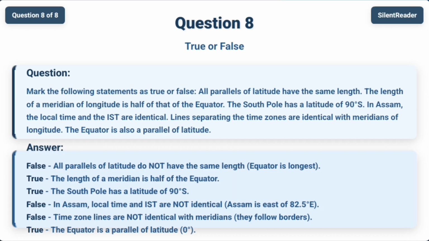Question 8. Mark the following statements as true or false. All parallels of latitude have the same length. False, the equator is the longest parallel. The length of a meridian of longitude is half of that of the equator. True. The South Pole has a latitude of 90 degrees south. True. In Assam, the local time and the IST are identical. False, Assam is east of 82.5 degrees east. Lines separating the time zones are identical with meridians of longitude. False, they follow country borders. The equator is also a parallel of latitude. True.